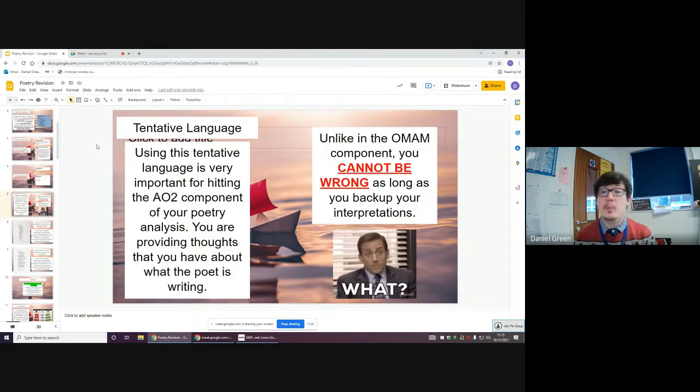Everyone has a very widely different idea of what something might mean to them. And that is allowed for in this exam. You can be tentative and can have your own interpretations. It's not about having a right idea.